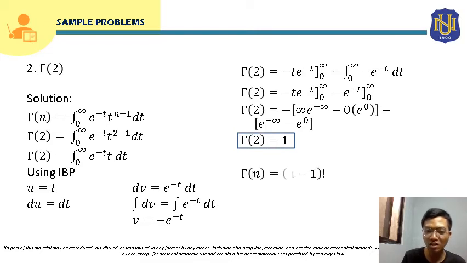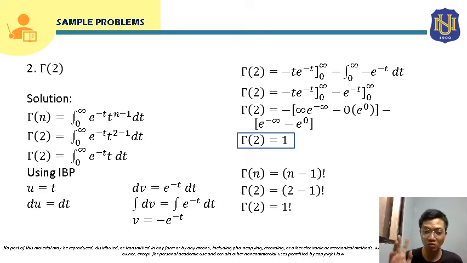So we can also check this using our formula, gamma of 2. That will be 2 minus 1 factorial. And we know that 2 minus 1 is 1. So 1 factorial, that is actually 1. So gamma of 2 here is 1. So we have the correct answer for this.